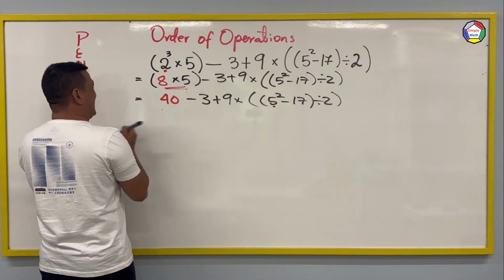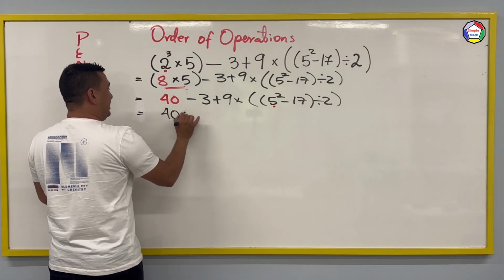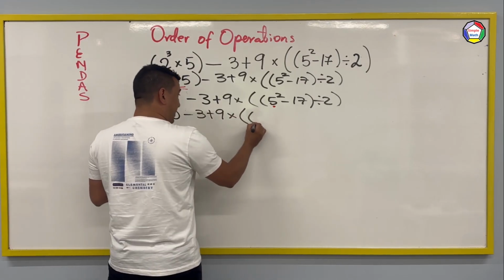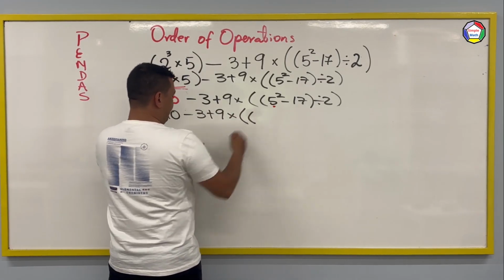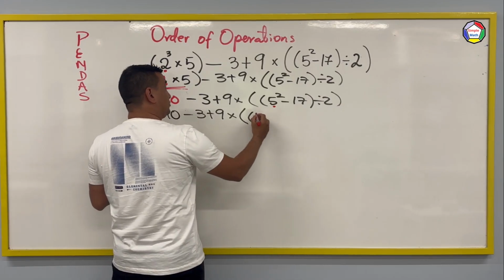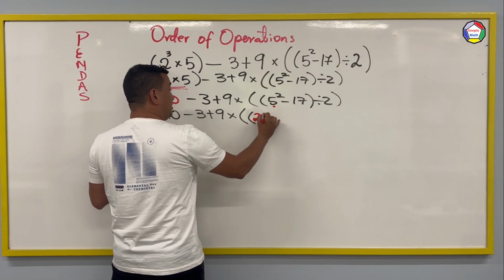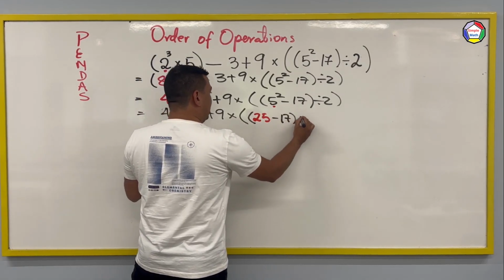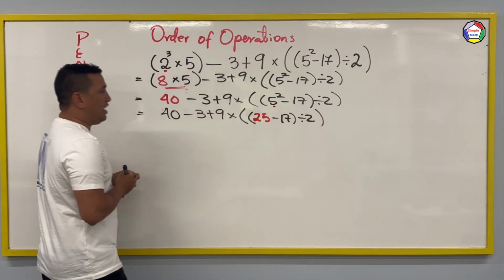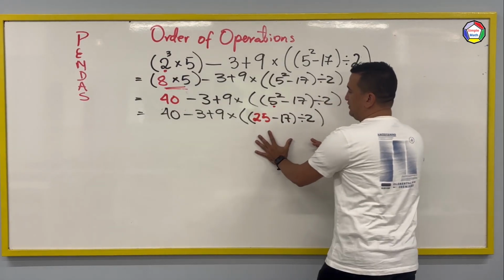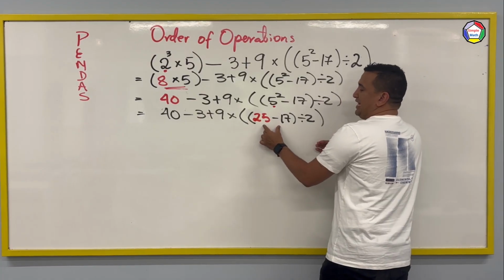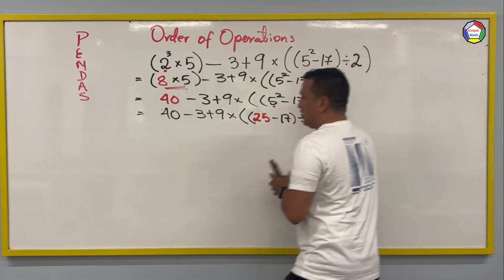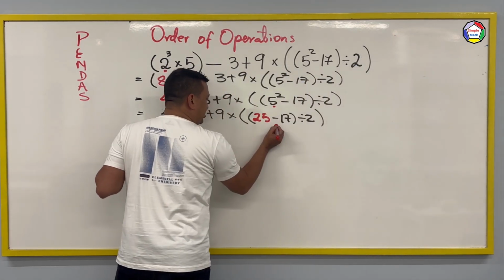So again, I will repeat everything the same. 40 minus 3 plus 9 times parentheses. I'm going to solve this. How much is 5 to the power of 2? 5 to the power of 2 is 5 times 5, which is 25. So 25 minus 17 divided by 2. Now I continue working in the solution of these parentheses. Remember, we have to solve the little parentheses. So we have to solve 25 minus 17. So I'm going to focus on this part.